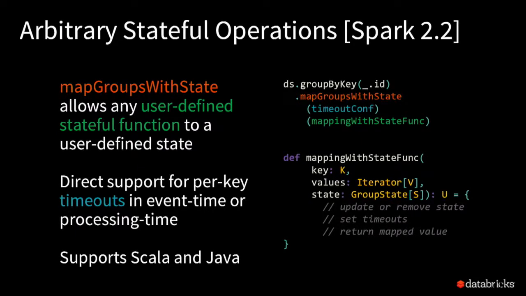For those who have worked with DStreams, this is exactly similar to updateStateByKey and mapWithState, if you have used those. But, well, I'm saying similar, but this is actually a superset of what you can do using mapWithState. What this essentially is, for those who are not familiar, is that you can maintain arbitrary user-defined state and continuously update it.